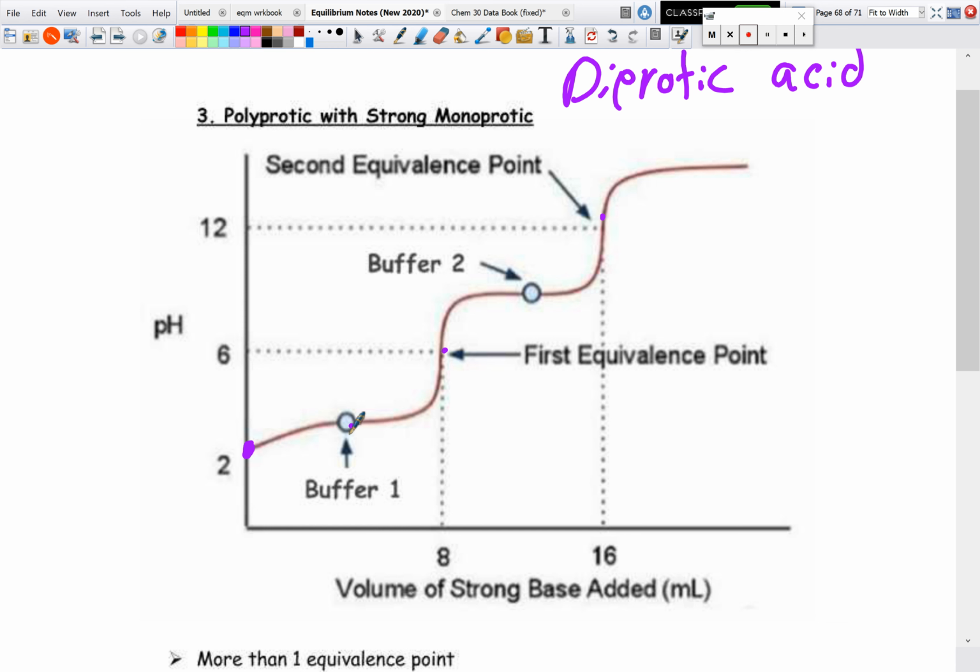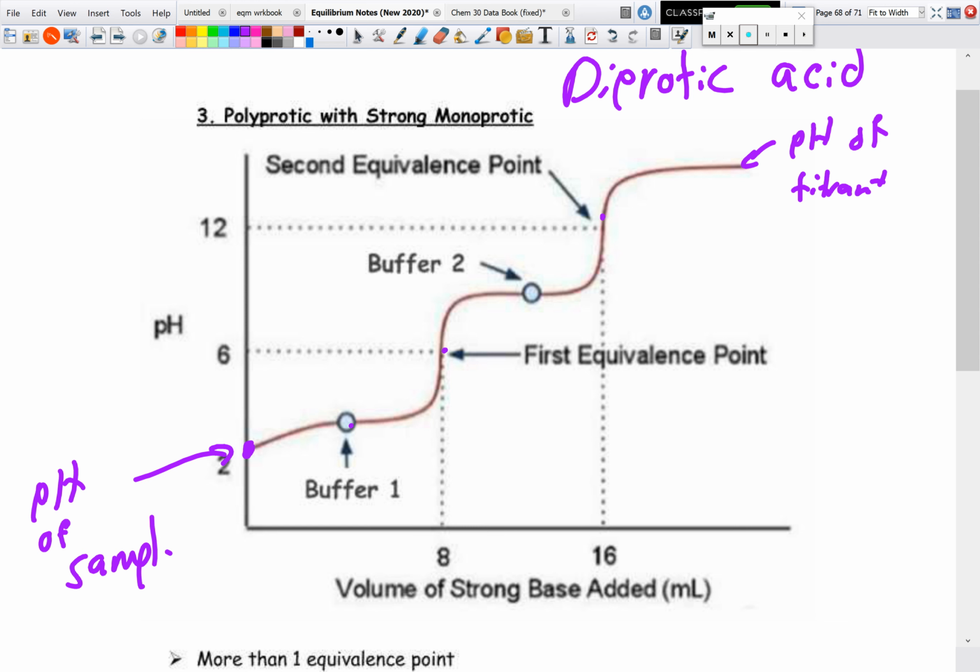So same thing, we see buffer region 1, then the buffer is overwhelmed, first equivalence point, and then the second buffer kicks in right here, flattens it out, it's overwhelmed, boom, our second equivalence point, and then finally, same thing, we can get the pH of our titrant, and at the beginning, we get the pH of our sample.